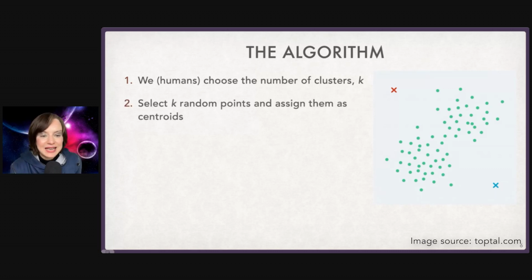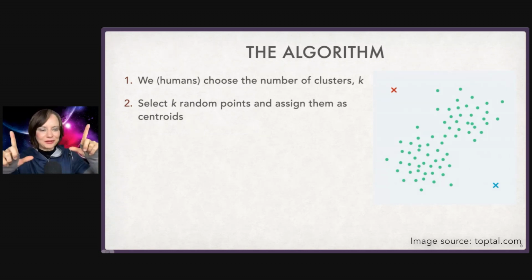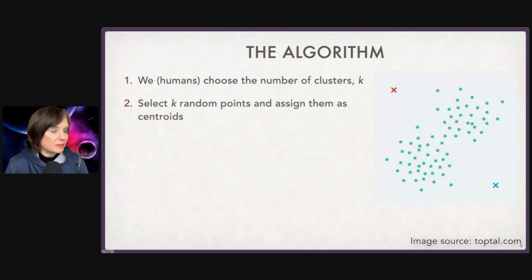I'm going to select K random points and assign them as centroids. I'm literally going to say, hey, computer, here is my scatter plot of my data. In this case, we have 2 attributes. I'm going to set K equals 2, randomly pick 2 spots. So in this case, the computer has picked spots far away.